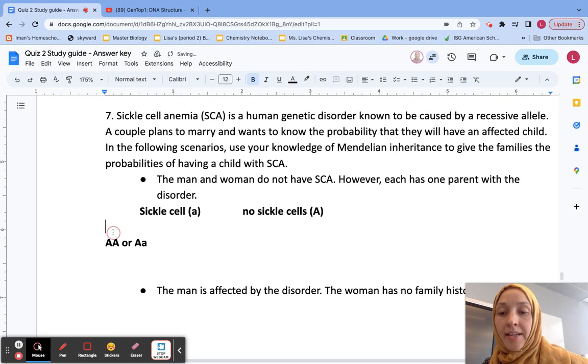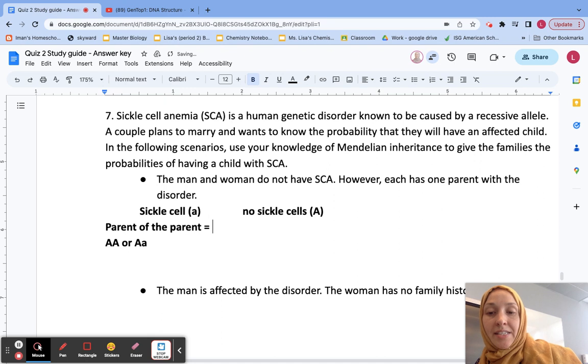They both have one parent with sickle cell. That means the parents with sickle cell must be homozygous recessive, because if you have sickle cell, you must be homozygous recessive. So this parent must pass on a recessive allele.